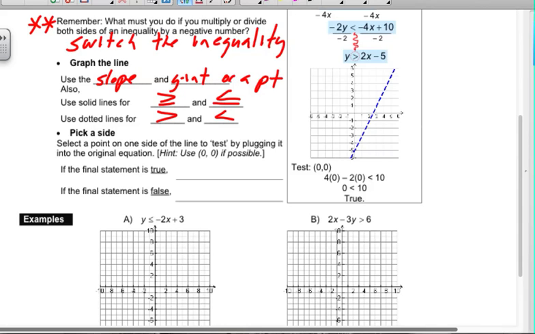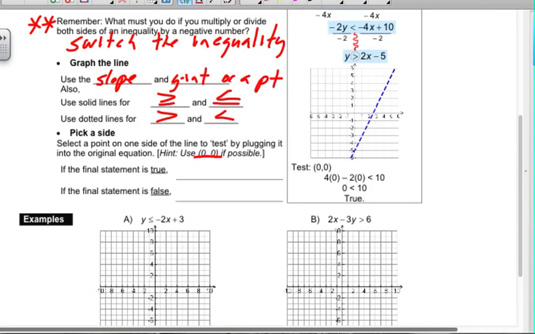And to pick a side. One of the best ways to pick a side, just what they're doing there, you pick some point on one side of the line to test. You plug it into the original equation. Now, you can use 0, 0, and that's a good idea to do if you can, because it makes the arithmetic very easy. And you can use 0, 0 as long as it is not on the line. The point you must choose has to be not on the line.